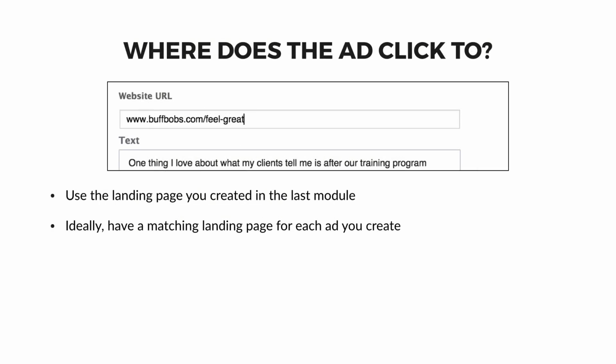Next, enter in the destination URL of your ad. This is where users will go to when they click on your ad. This should be that high converting landing page you created in the last module, or to a high converting blog post that you want to drive more traffic to. And ideally, your landing page should match the text, image, and post content of the ad you're using.